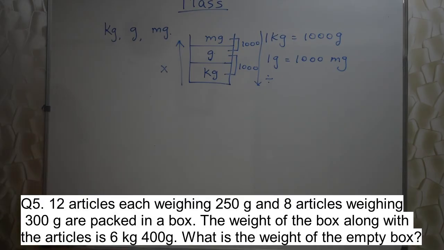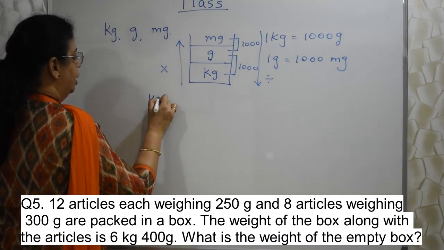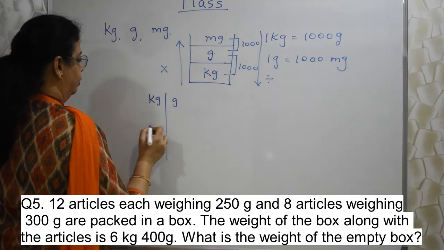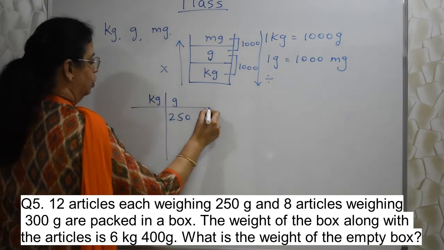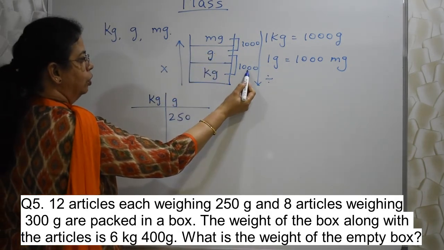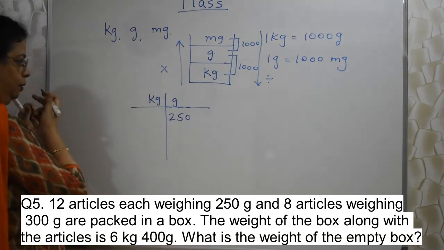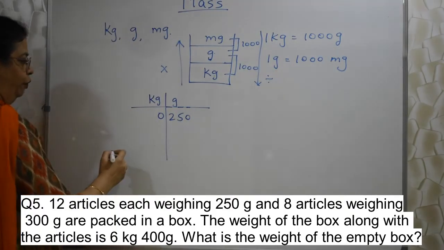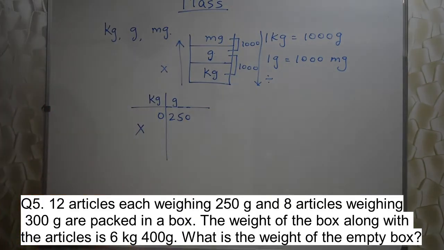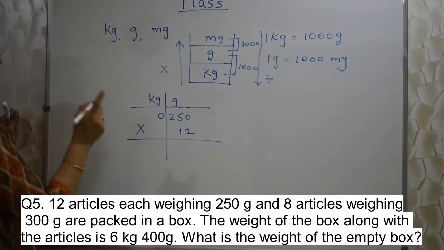What are they packing? 12 articles, each of 250 grams. See, kg and grams, make a habit. Each thing is of 250. I told you, the kg and gram relation is of 1000, 3 zeros. So gram can have 3 places only. So 250 grams. Kg, they have not given anything. Each thing is of 250. How many things are there? 12. So we need to multiply 250, 12 times they are packing.